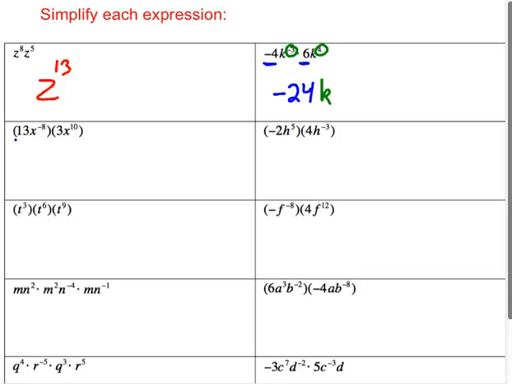Here, remember, multiply any normal numbers that you have. So 13 times 3 is 39. Now I'm going to add the exponents of x. Negative 8 plus 10 leaves me with 2.